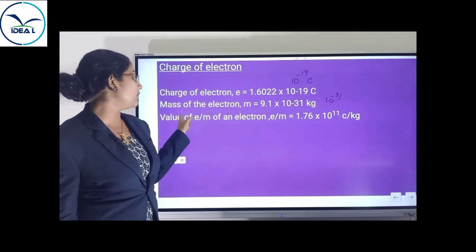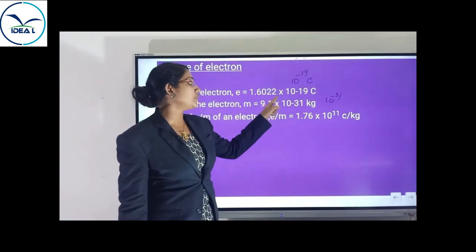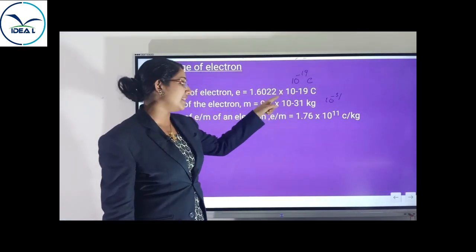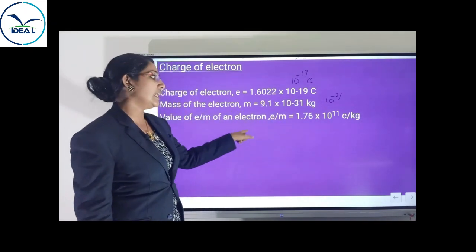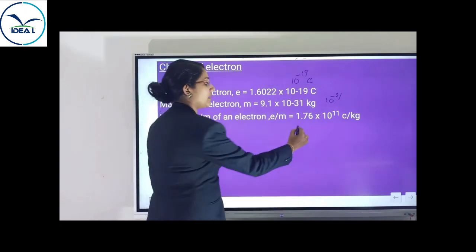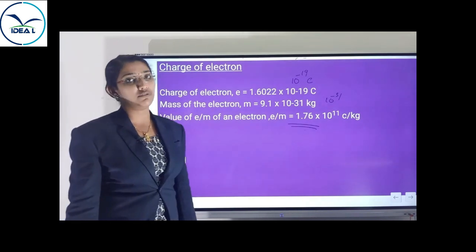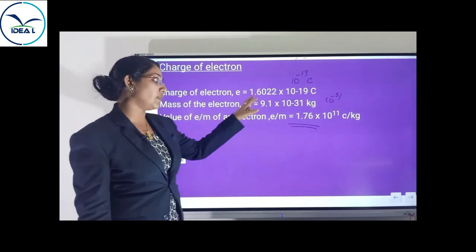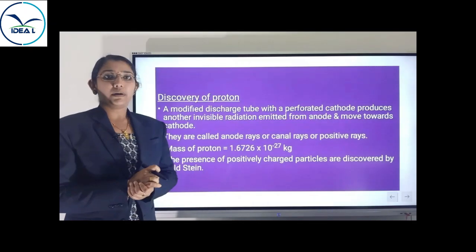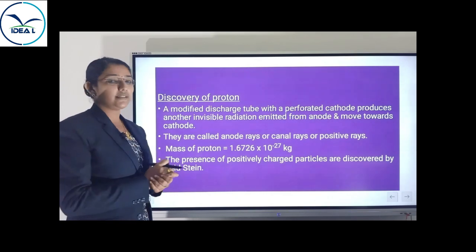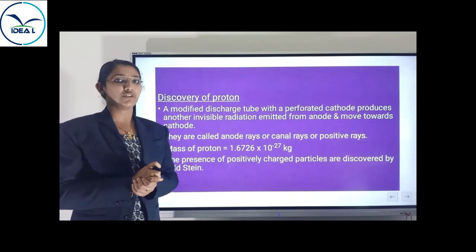And finally, what is the value of charge to mass ratio? That is 1.6022 into 10 raised to minus 19 coulomb divided by 9.1 into 10 raised to minus 31 kg, which gives 1.76 into 10 raised to 11 coulomb per kg as the charge by mass ratio of an electron. So these values are very important. Now we know about the electron: cathode rays, discharge tube experiment, properties of cathode rays, charge to mass ratio of electron.